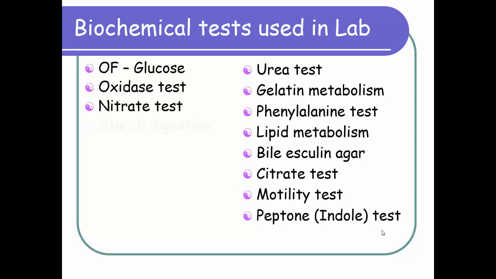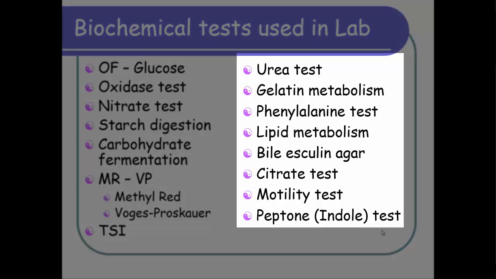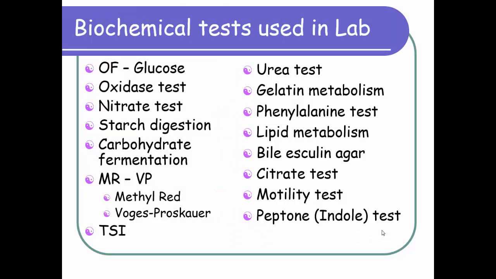We will be doing several different tests in the lab. In Lab 5, we will be doing the tests on the left of the slide. In Lab 6, we will be doing the ones on the right hand of the slide. The OF glucose test, or the oxidation fermentation of glucose, oxidase test, nitrate test, starch digestion, carbohydrate fermentation, the MRVP, which is actually two different tests, the methyl red and the Voges-Proskauer, good thing we call it VP test, and the triple sugar iron or TSI test.